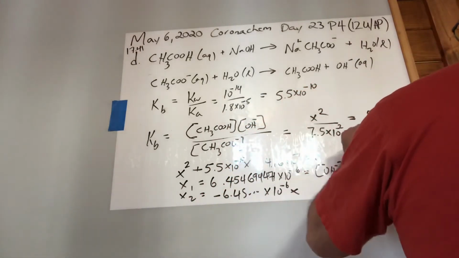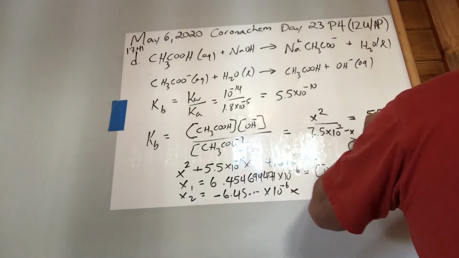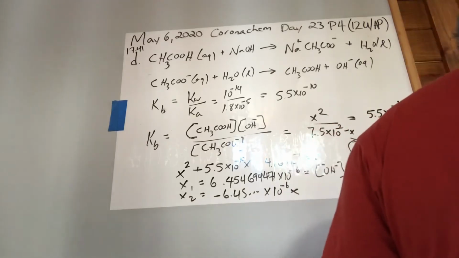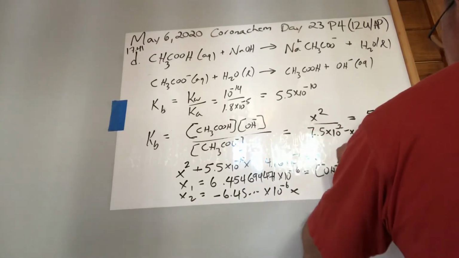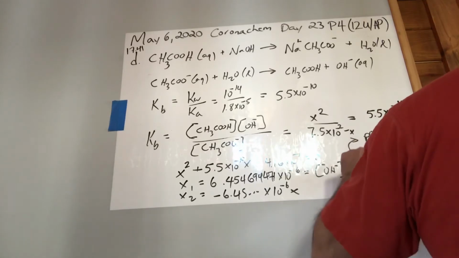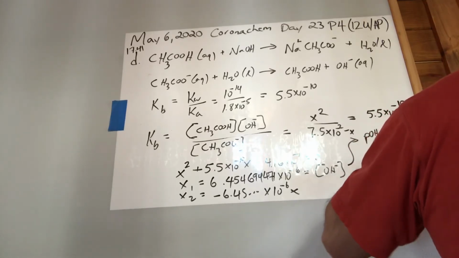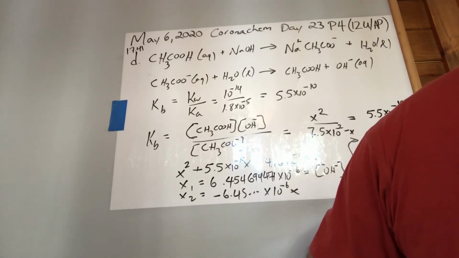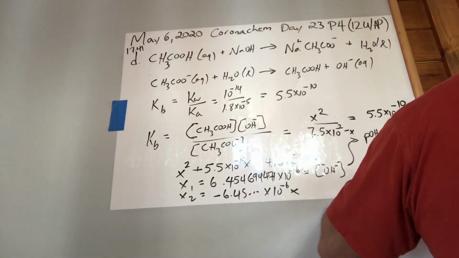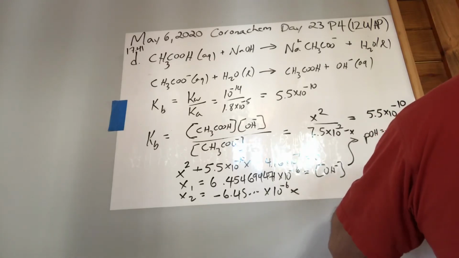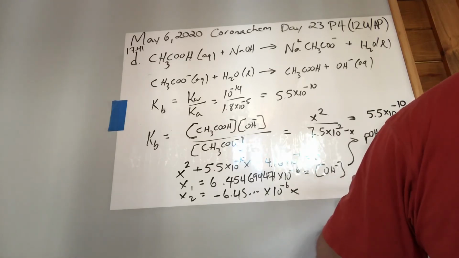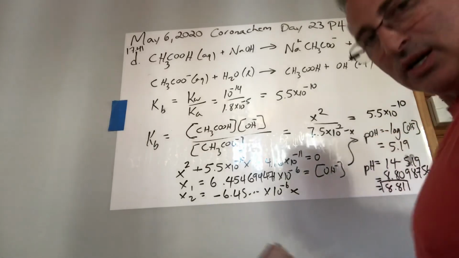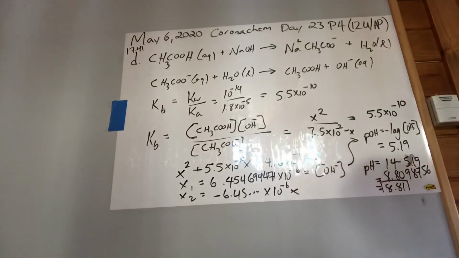So the pOH is going to equal the negative log of the OH minus concentration, which in this case ends up being 5.19. So the pH is equal to 14 minus that number. And what you get as a final answer is 8.8088756, or you would write 8.81 as your final answer for the pH of a solution in which acetic acid has been titrated.